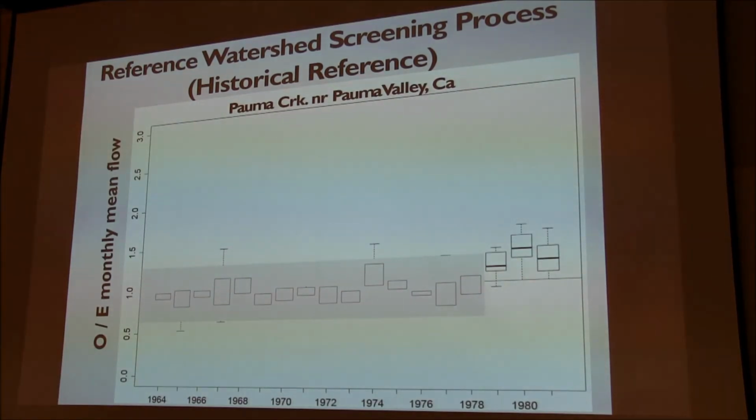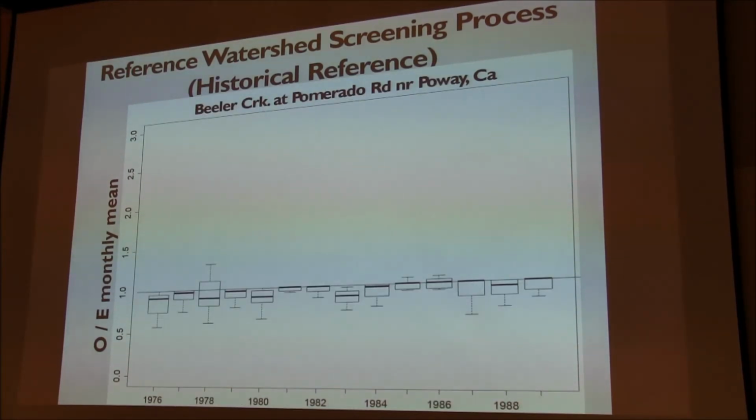A couple examples of this. For this site here, we utilized the portion of this record from 1963 to 1979, highlighted in this light blue box, as the reference period for this watershed. This gauge has since been discontinued, but we were able to use that history of this gauge at the site. And here's another example of using a discontinued gauge that had relatively reference condition, and we were able to use the full portion of that record there.